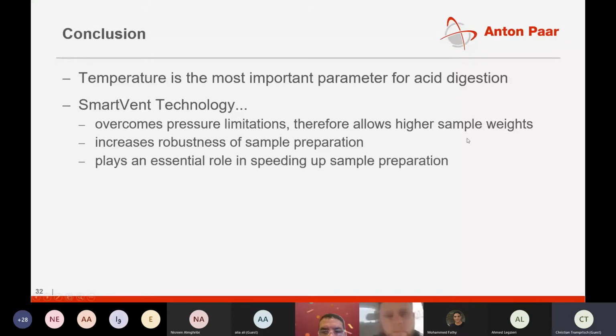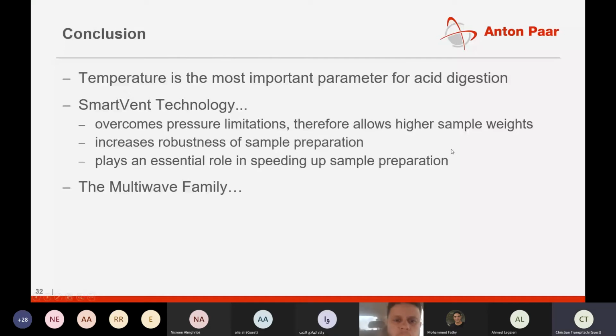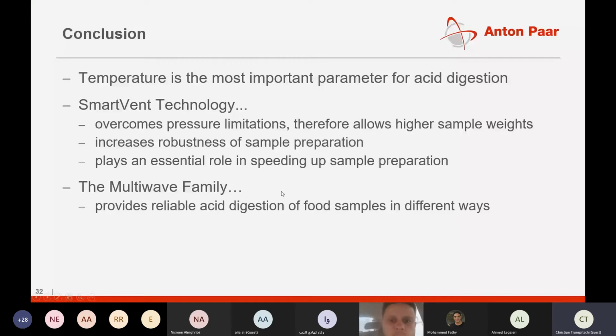And if you want to speed up your sample preparation, the SmartVent technology can help you, because you just go up to your desired target temperature. You can make your digestion as fast as possible. And what you've seen, the multiwave family consisting of 3 instruments, it provides reliable acid digestion of food samples in different ways. So this is the question of, let's say, your preference, your budget, your sample throughput, whatever.